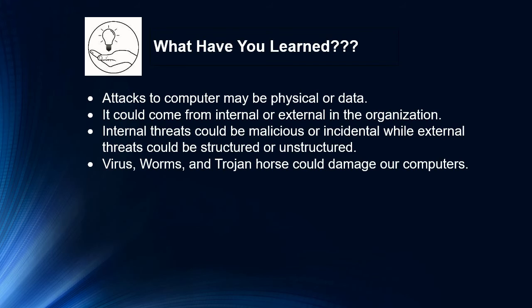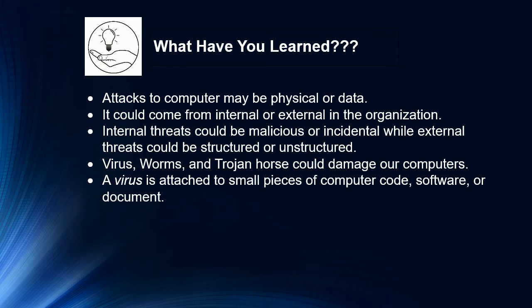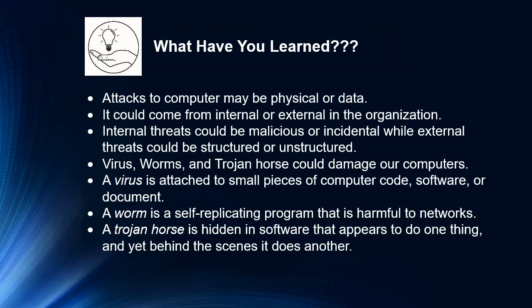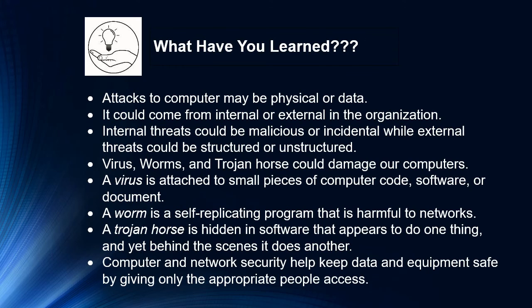Virus, worms, and Trojan horses could damage our computers. A virus is attached to small pieces of computer code, software, or document. A worm is a self-replicating program that is harmful to networks. A Trojan horse is hidden in software that appears to do one thing, and yet behind the scenes it does another. And always remember that computer and network security help keep data and equipment safe by giving only the appropriate people access.